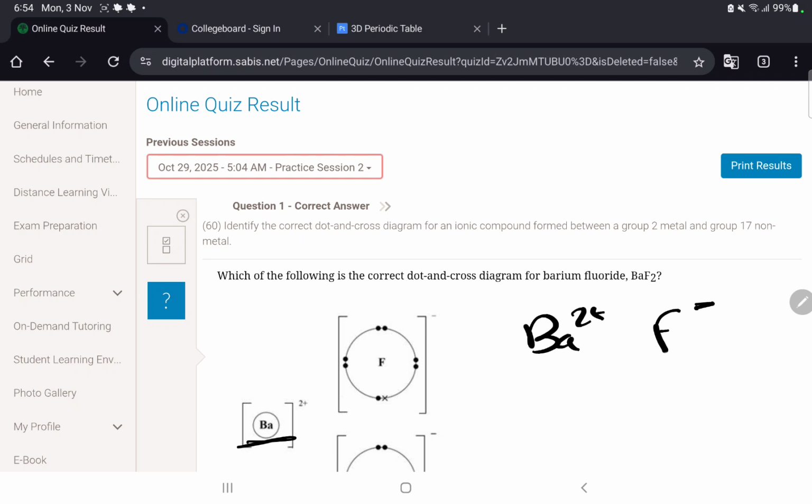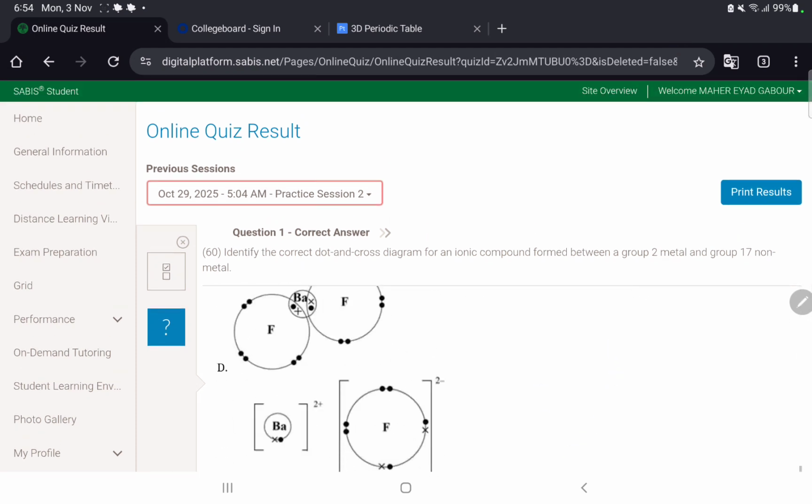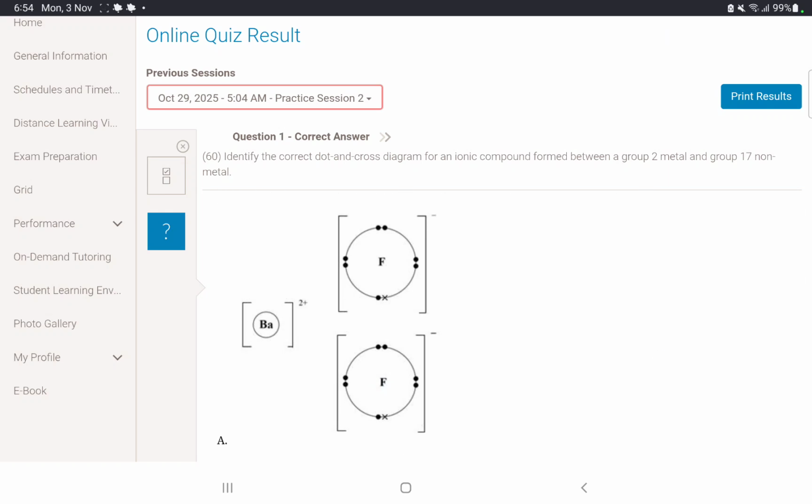And since we're donating two electrons, and we have two Fs, one electron will go to each of our Fs. So we're only going to have one cross on each. Does the other one have only one cross? Yeah. So it should be A. A should be the correct one, and A is the correct one. So it should look like this.